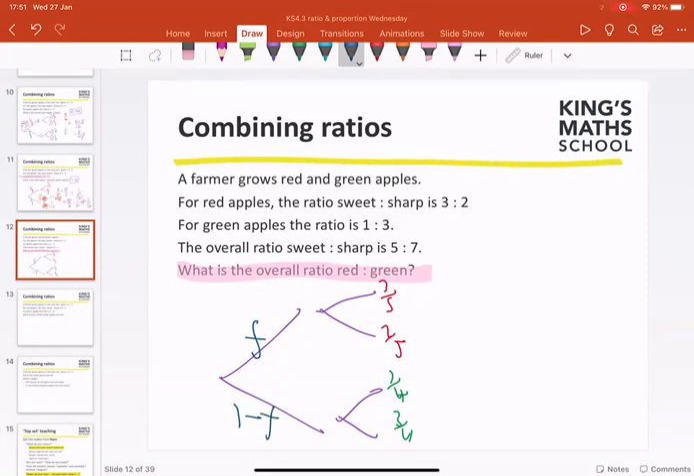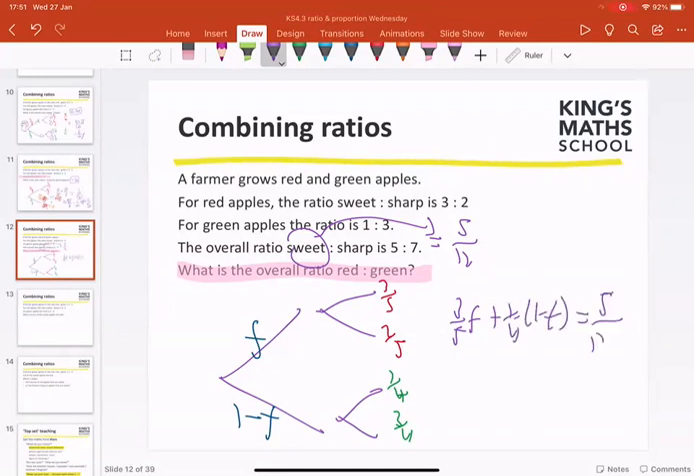And then what do we know? We know the overall ratio sweet to sharp is 5 to 7, and so what we're thinking about is a fraction, say, of 5/12. Sweet has got the fraction of 5/12. And so we know that 3/5 of F and 1/4 of 1 subtract F has to equal 5/12. From there, we can go on and solve that.